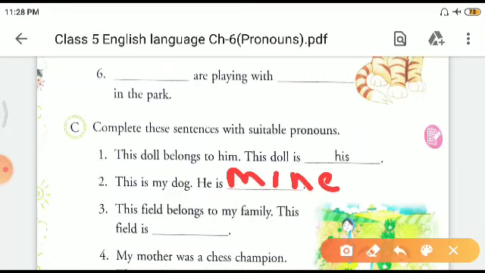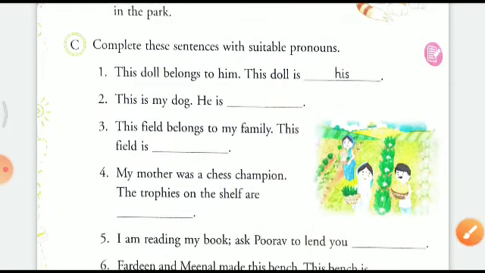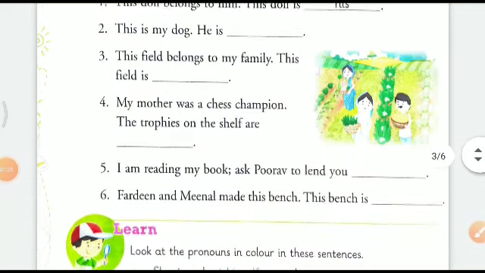This field belongs to my family. This is, for my it was mine. Now here it is my family, so you will be writing O-U-R-S, ours. This is how you have to do this exercise. My mother was a chess champion. The trophies on the shelf are hers, H-E-R-S. Right, children? Okay, now this is how you will be doing this exercise.